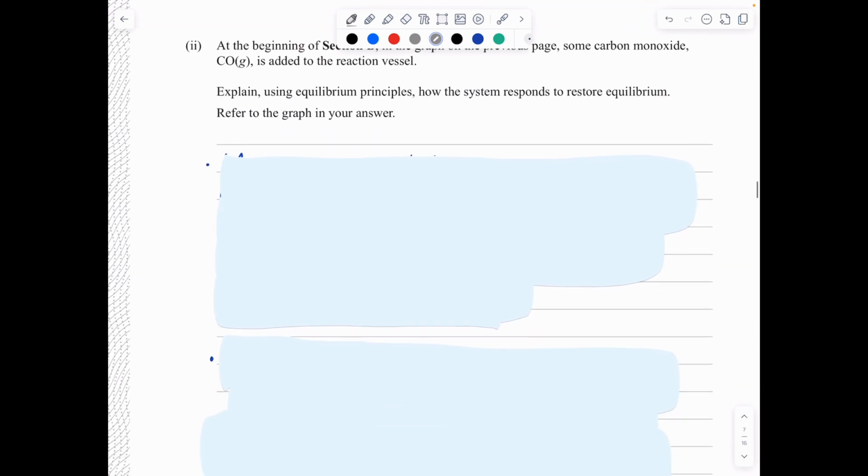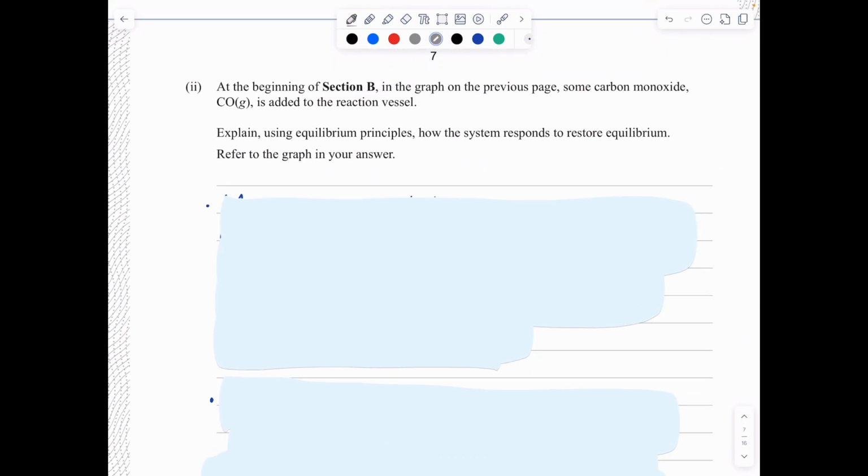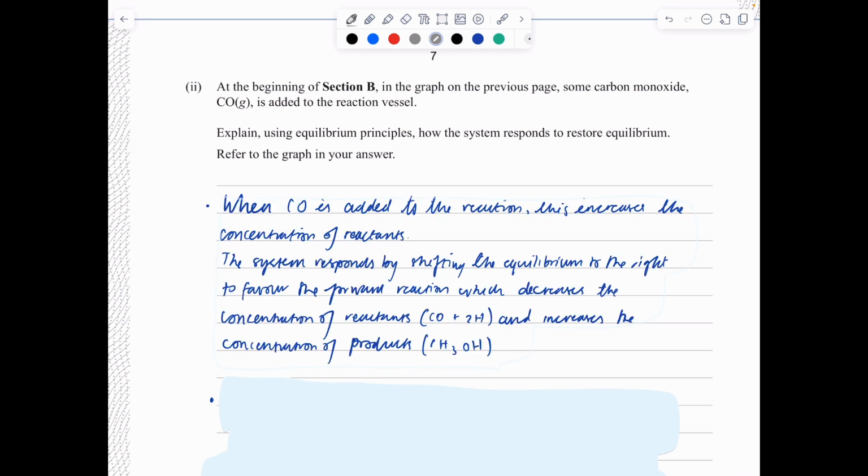So in my answer, what am I going to say? Well, when CO is added to the reaction, this increases the concentration of reactants. The system responds by shifting the equilibrium to the right to favour the forward reaction, be specific with your directions, which decreases the concentration of reactants, be specific, and increases the concentration of products, again, be specific.